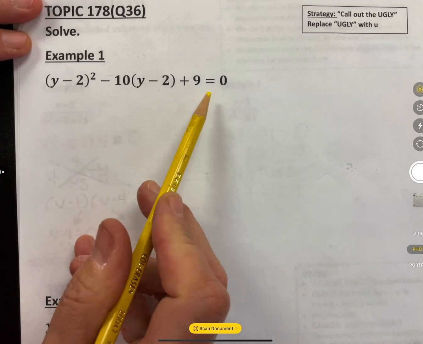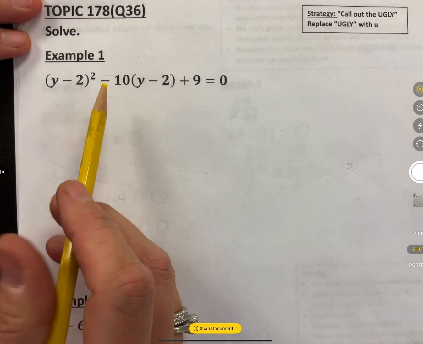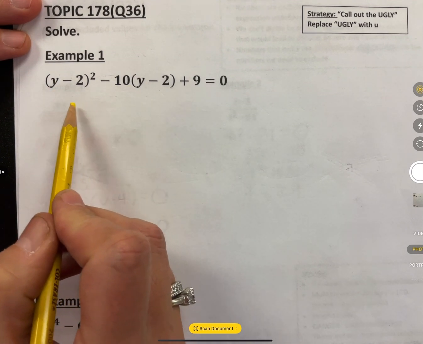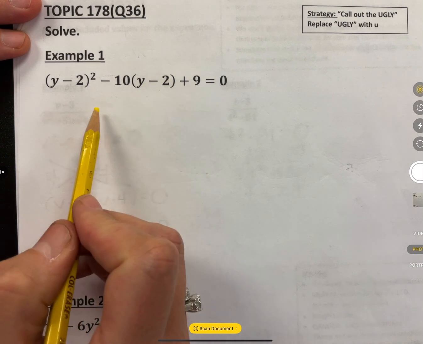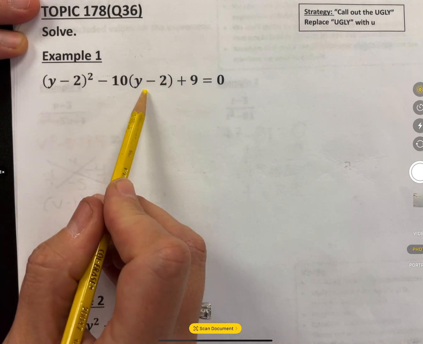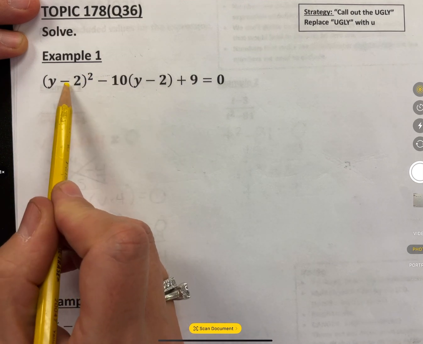We have an equation that looks a little bit more complicated, and to be a little silly here, we're like, ooh, why don't we like it? Well, this y minus 2 everywhere makes it more complicated. So I'm going to call that ugly. We're going to call out the ugly.